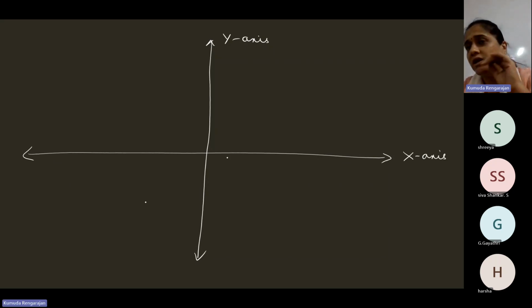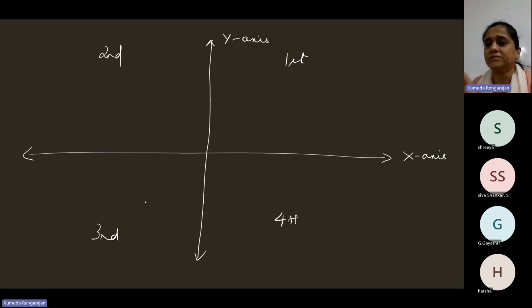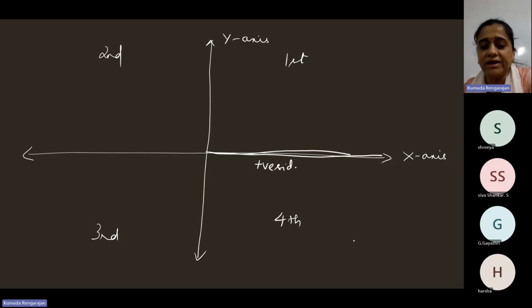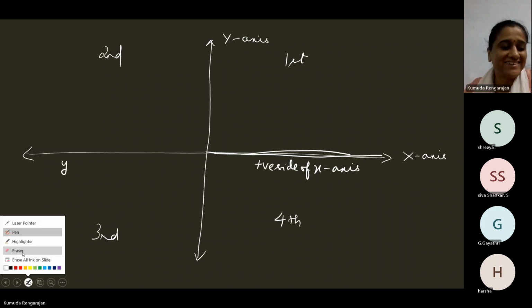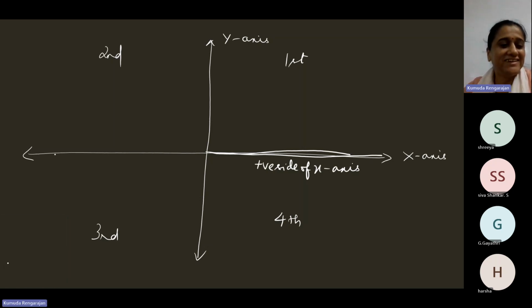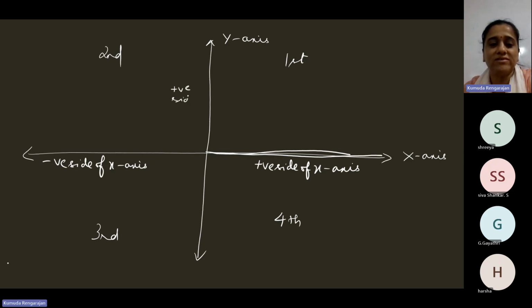The x-axis and the y-axis divide the plane into four quadrants. This is called the first quadrant. This is the second quadrant. Third quadrant, fourth quadrant. First, second, third, and fourth quadrant. Now this is called the positive side of the x-axis. This is the negative side of the x-axis. This is the positive side of the y-axis. This is the negative side of the y-axis.